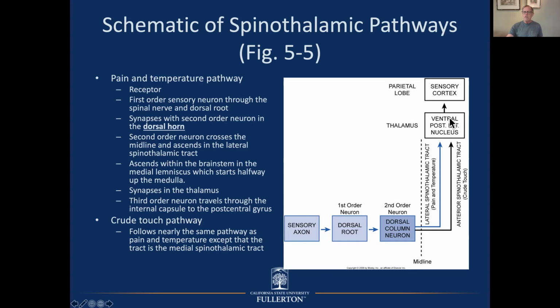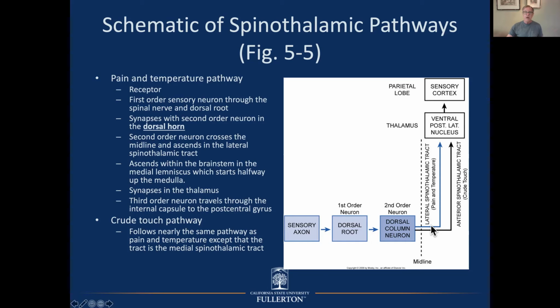This is not labeled here, but here's the thalamus, and you see the black arrow here. Where is that going through? The internal capsule. It's going through the internal capsule and getting up to the postcentral gyrus. Here they just label it the sensory cortex, but that's what we're talking about. Okay, so that is this pathway.